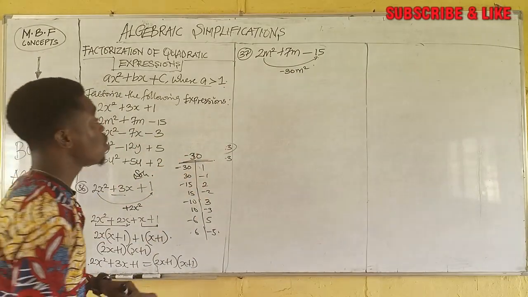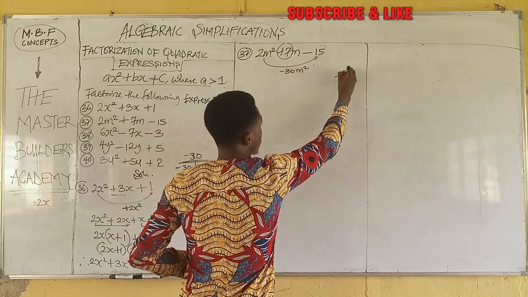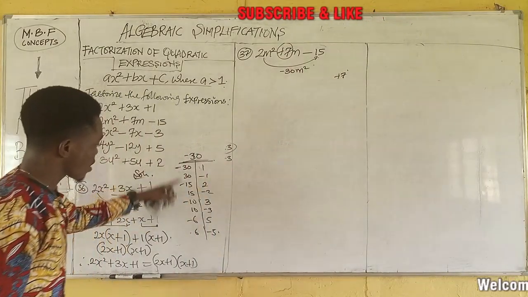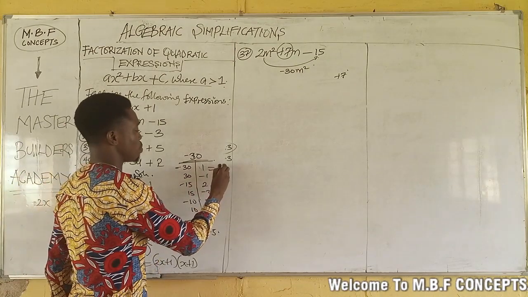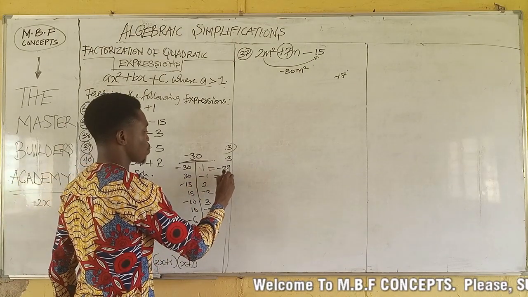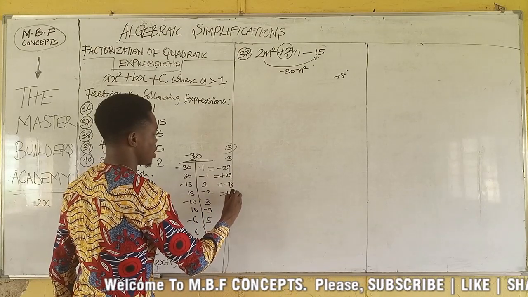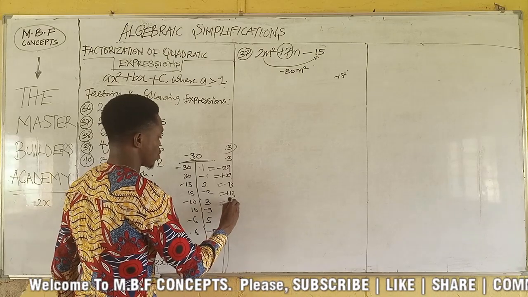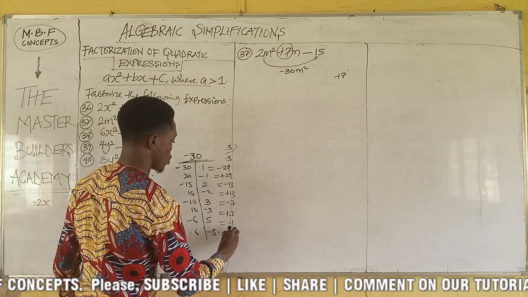And which one will be suitable? The one whose sum will give us plus 7. So what we need to do now is to start adding up these results together. Now, these guys will give us minus 29. This one will give us plus 29. This will give us minus 13. This will give us plus 13, equal and opposite. This will give us minus 7. And this will give us plus 7. This will give us minus 1. And this will give us plus 1.